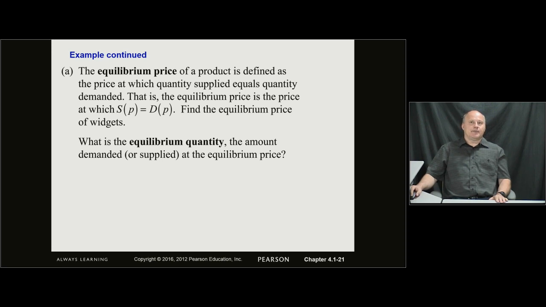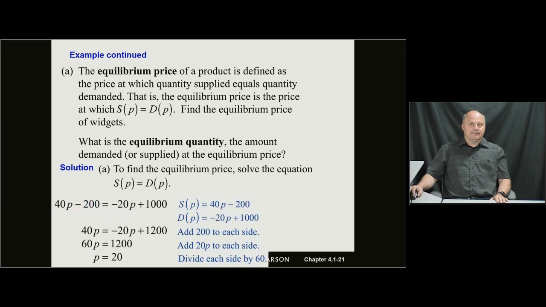That is the equilibrium price, the price at which the supply and the demand are the same. So what we want to do is find the equilibrium price of widgets. What is the equilibrium quantity, the amount demanded or supplied at that equilibrium price? Well, we have to set the supply and the demand to be the same.